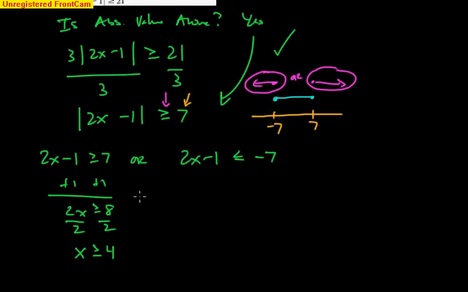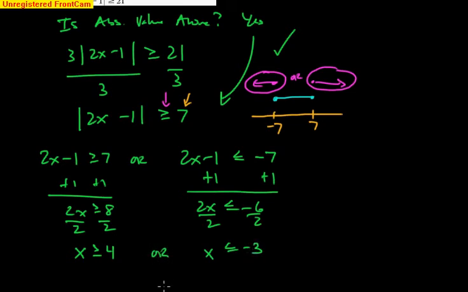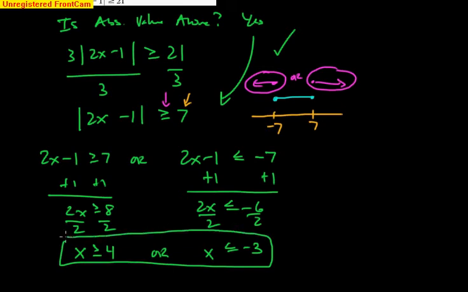So there's one of the inequalities. Now we'll do the same steps over here. We'll just get different numbers. Add 1. 2x is less than or equal to negative 6. Divide by 2. X is less than or equal to negative 3. There is our answer. And notice we don't have 7 and negative 7 now. We have 2 different answers, 4 and negative 3. But we'll still graph it the same way, and it should come out the same way.